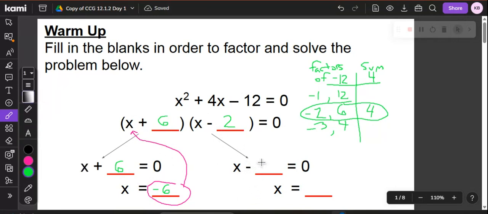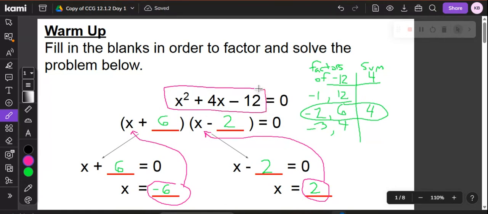On the other hand, if x minus 2 is equal to 0, then I'm going to add 2 to both sides, and I will get that x equals positive 2. And again, if you take positive 2 and you substitute this back into your factoring, so if you put that 2 in place of x, 2 minus 2 is 0, and anything times 0 is 0. Likewise, it should make sense that if you also substitute these answers into the original problem up here, they will also equal 0. So final answer here, x equals negative 6 and x equals 2.